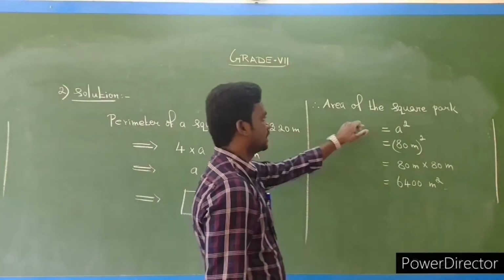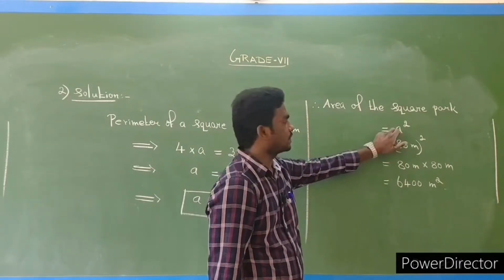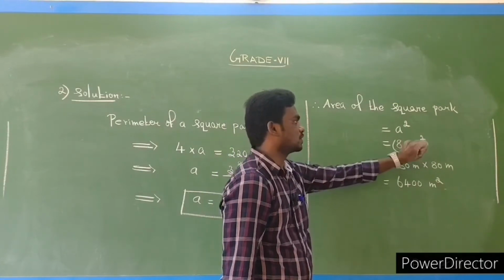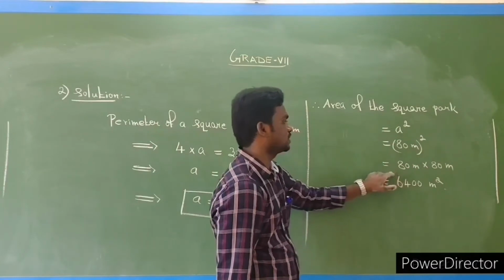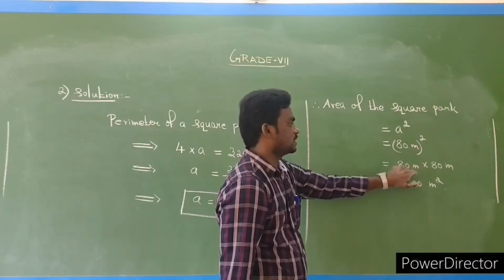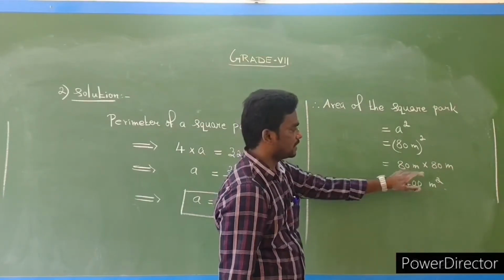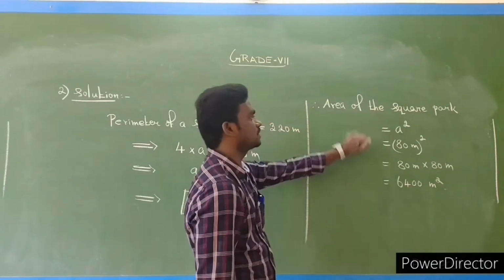Next, therefore the area of the square park is equal to, we know the formula for the area of the square: a square, which is equal to, the value of a is 80 meter the whole square. 80 meter square is written as 80 meter into 80 meter. We know the value of 80 meter into 80 meter is 6,400 meter square, which is the area of the square park.